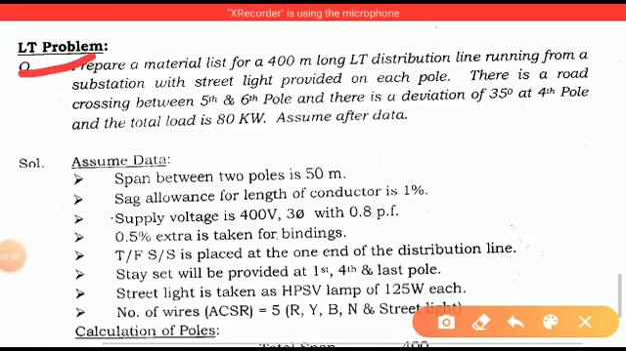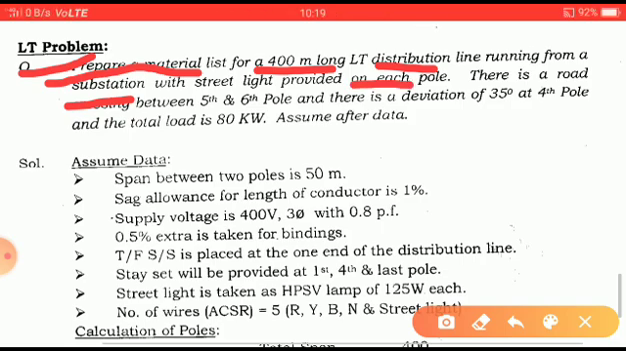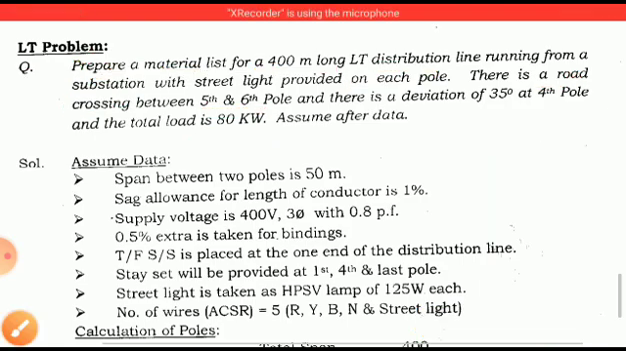Today we will solve one problem regarding the LT transmission line. In this question, we have to prepare a material list for a 400-meter long LT distribution line running from a substation with a street light provided on each pole. One street light is provided at each pole. There is a road crossing between the fourth and fifth pole, and a deviation of 35 degrees at the fourth pole. The total load is 80 kilowatt, and they have given some data for assumption purposes.